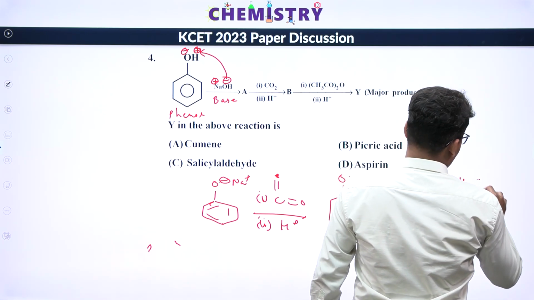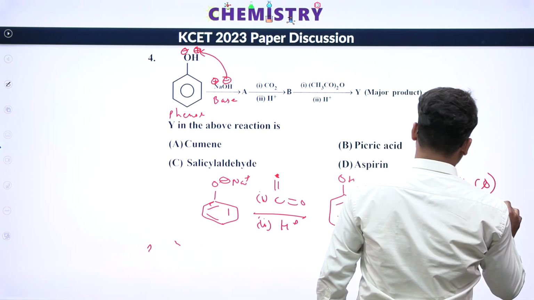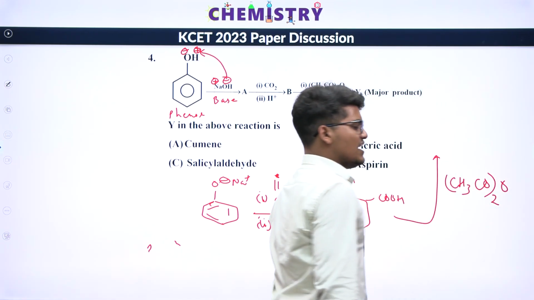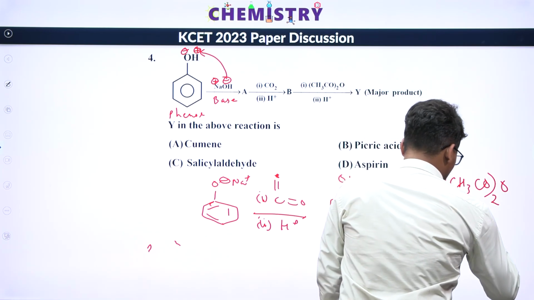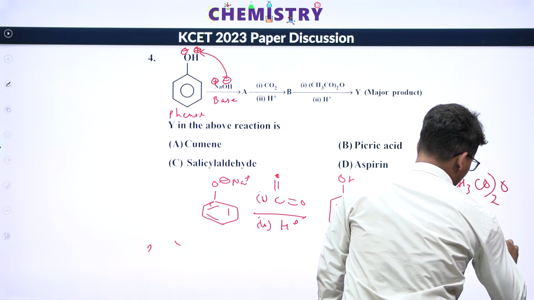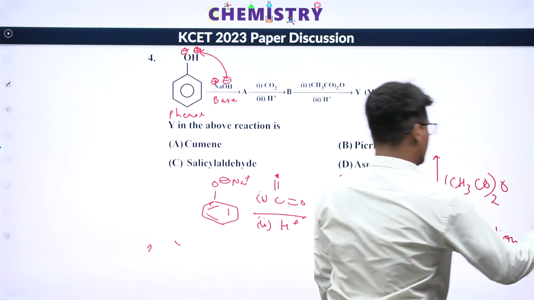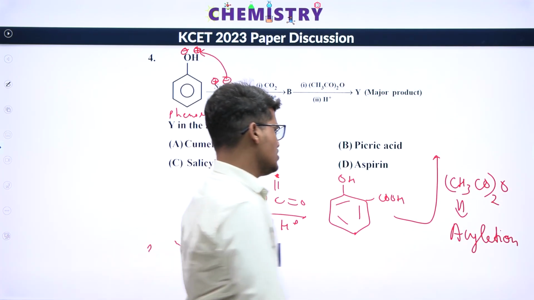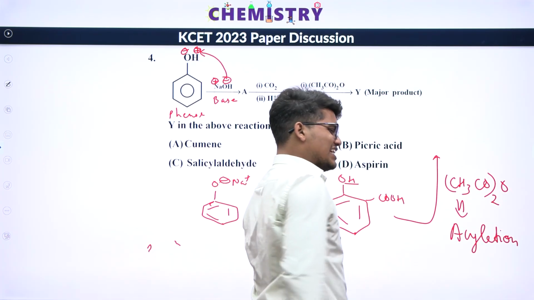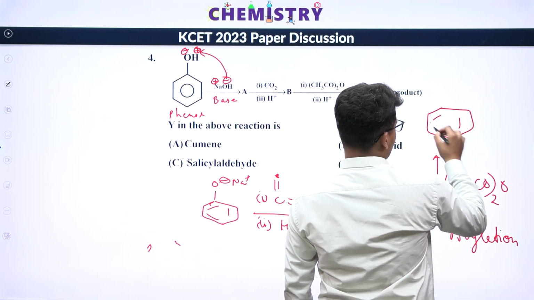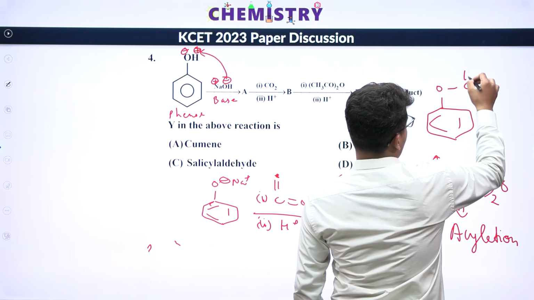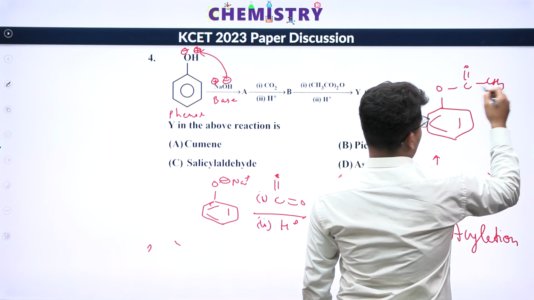CH3CO twice O. This is called an anhydride, and it is used for acylation. So we can see this OH part will be acylated to form a product like this, OCOCH3. So it is acylated.